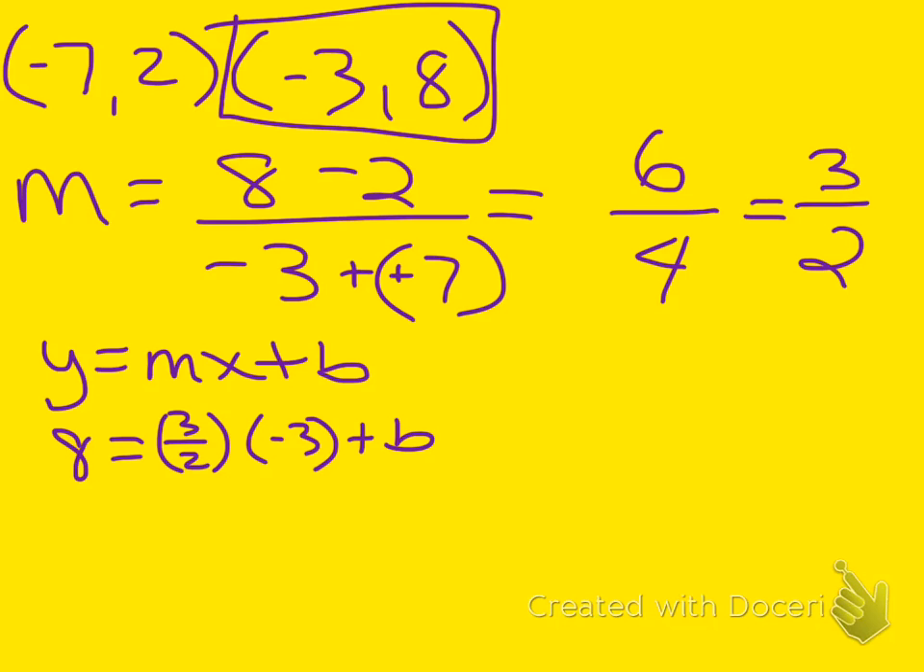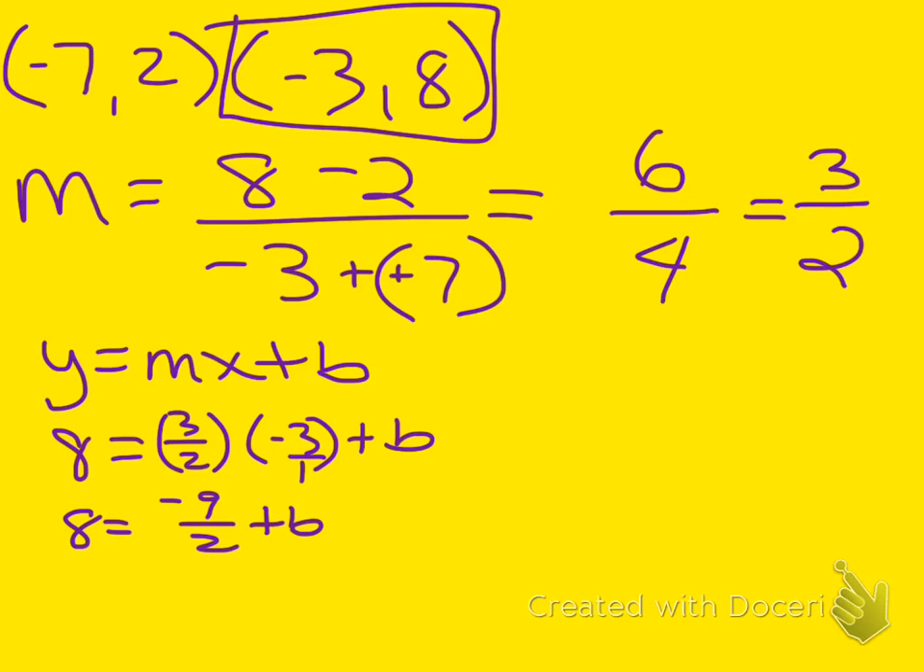So negative 9 over 2. Yes, and if we would have done this without our calculator, the numerators would have multiplied to make negative 9, and the denominators would have canceled to make 2. Sometimes it reduces and sometimes it doesn't. Okay? Negative 9 over 2 plus b.